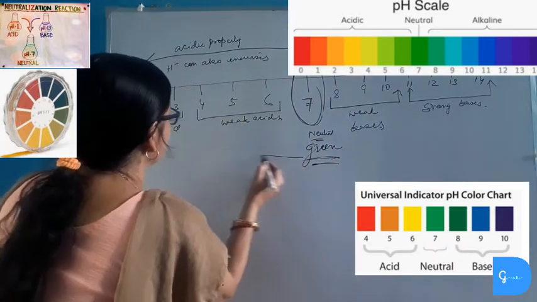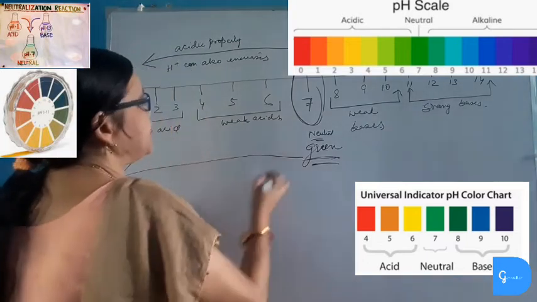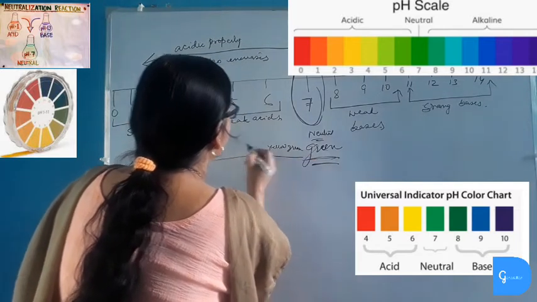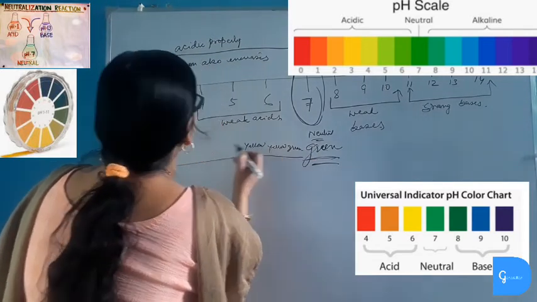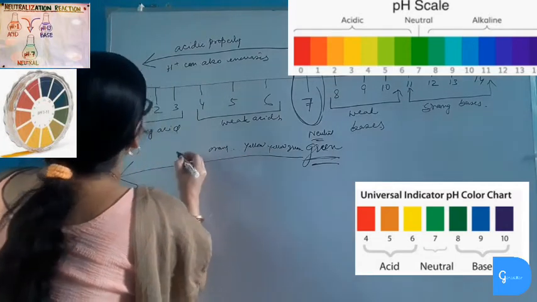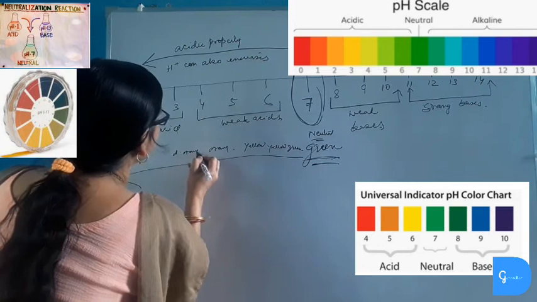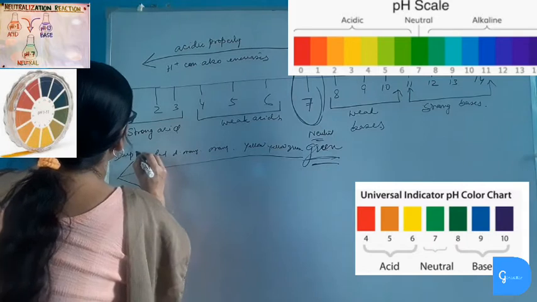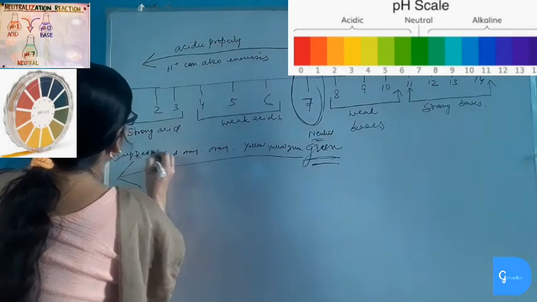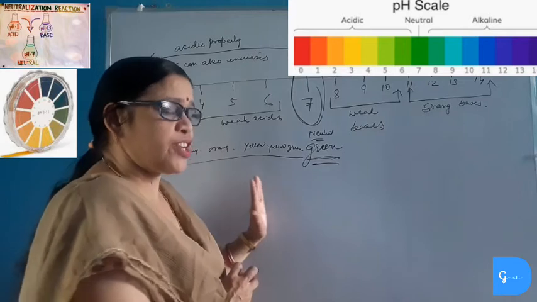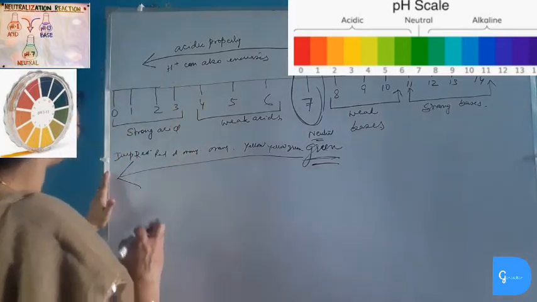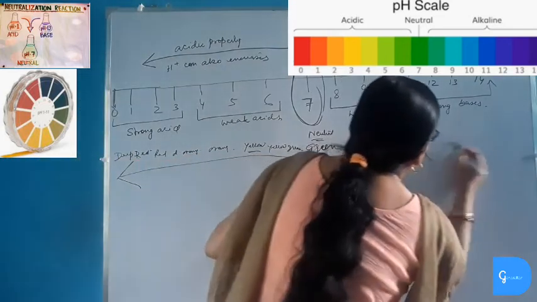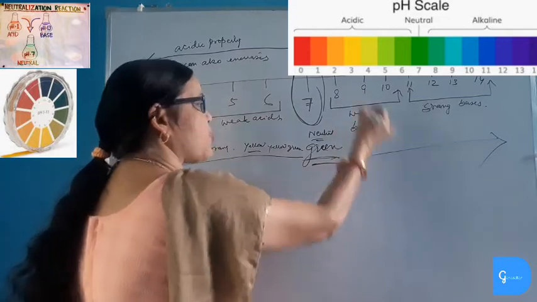And as we go towards the left, the color changes for each acid. From green it will change to yellow green, then yellow, then orange, then deep orange, then red, then deep red. So if the solution used for testing shows a deep red color, then we can easily say that it has a pH of 0. Similarly, as we go on the right hand side, the color changes for each base.